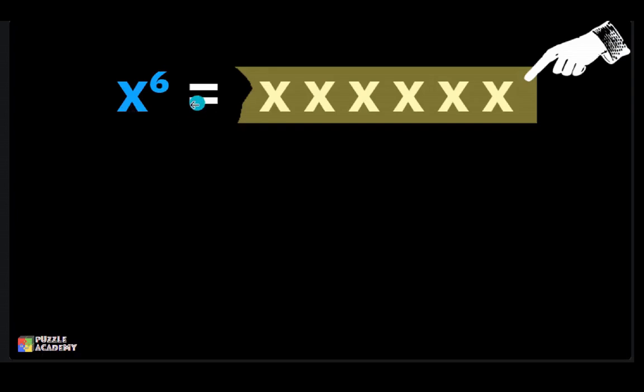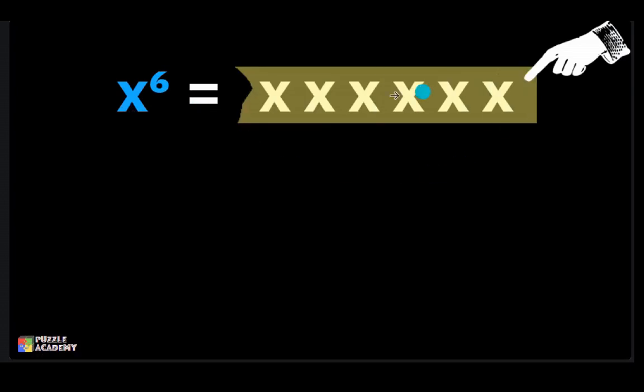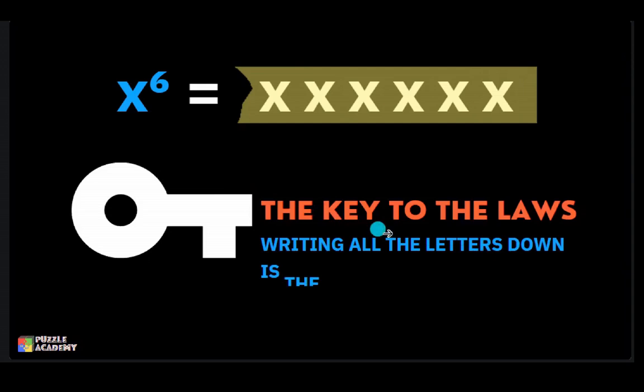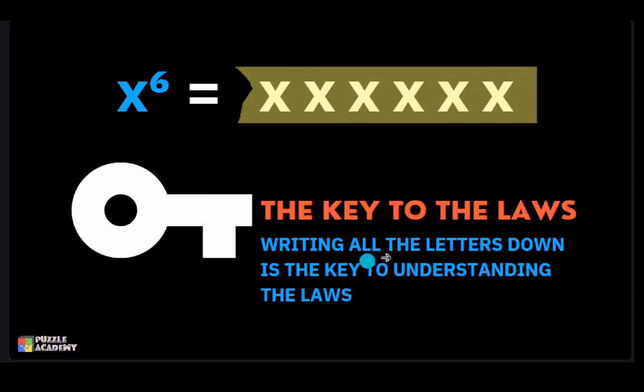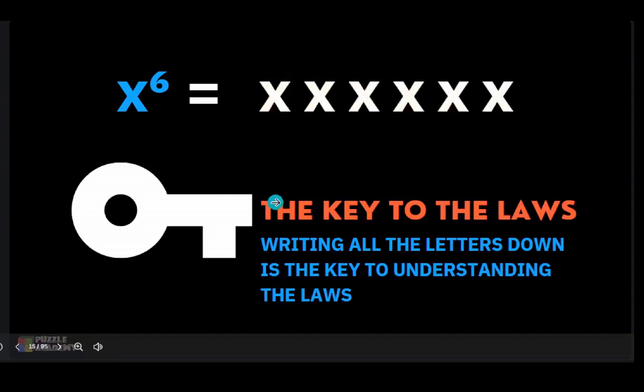Furthermore, this one, x raised to 6, is also equivalent to x times x times x times x times x times x. 6 na beses nating minultiply si x sa sarili niya. So, the key to understanding the laws is writing all the letters down. Okay?